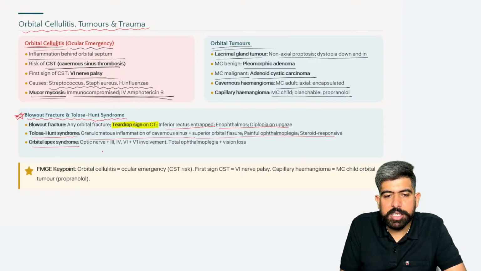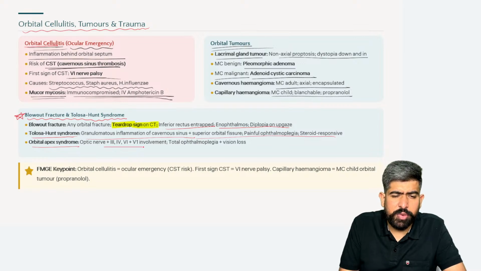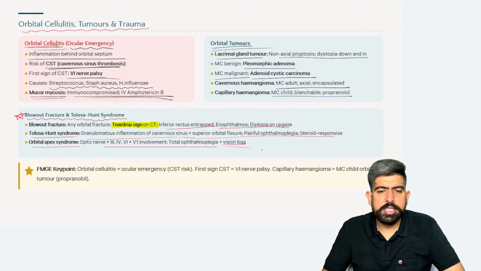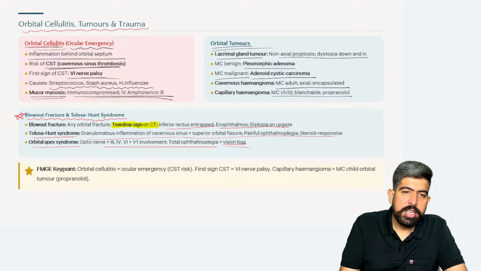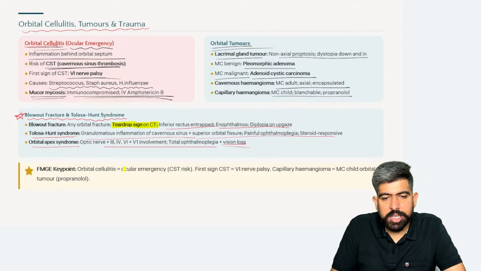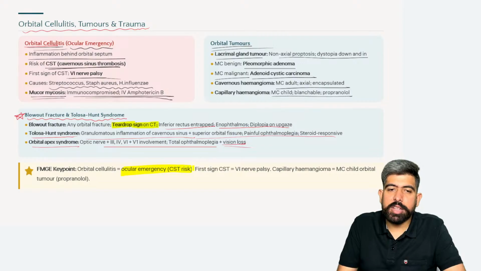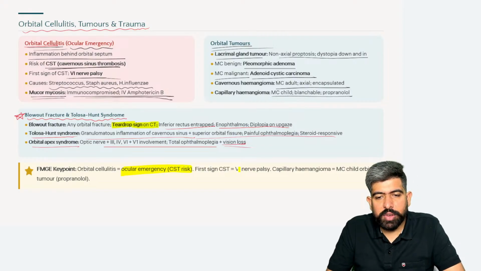The orbital apex syndrome involves the optic nerve plus the third nerve, fourth nerve, sixth nerve, and the fifth nerve first division. Total ophthalmoplegia plus vision loss is called orbital apex syndrome. Just remember it. Orbital cellulitis is an ocular emergency because of the risk of what? The risk of cavernous sinus thrombosis. The first sign of cavernous sinus thrombosis is sixth nerve palsy.